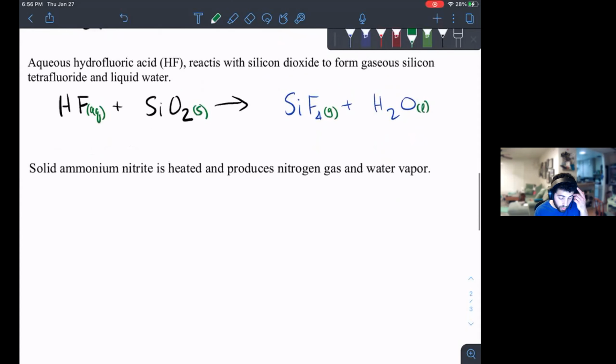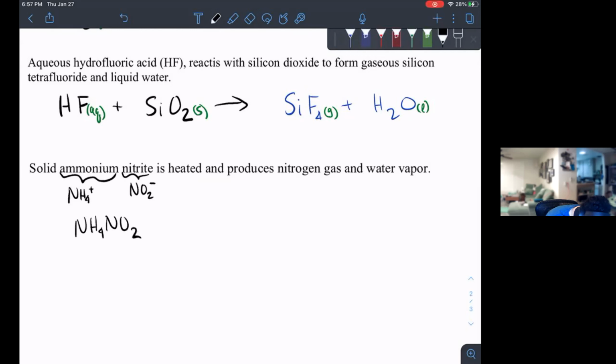All right, moving on to the final one. And I think I said I will balance this one, so we can do that too. Solid ammonium nitrite. So we really got to remember our polyatomics or be able to look them up. Ammonium is NH4 plus, nitrite is NO2 minus. So this will be NH4NO2. Is heated and produces.